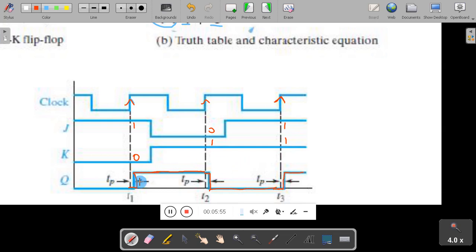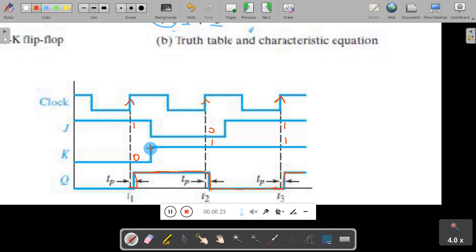But there is a small shift that is indicated by the propagation delay TP. The propagation delay is also called gate delay. So there is a small shift in the output when you give the input. When you give the input, instantly output will not appear. You can see that delay in the diagram, and it is called propagation delay. So this is the timing diagram explanation for JK.